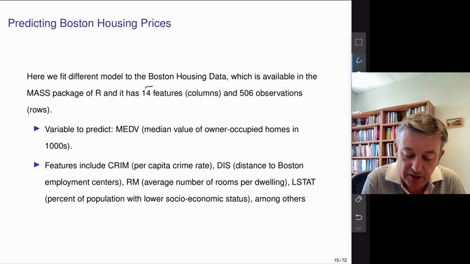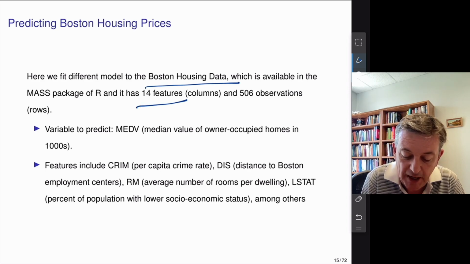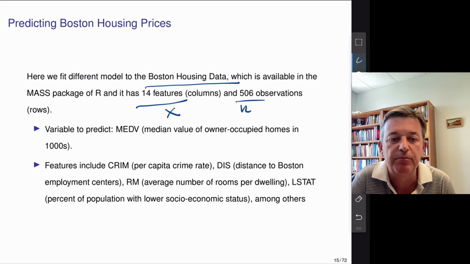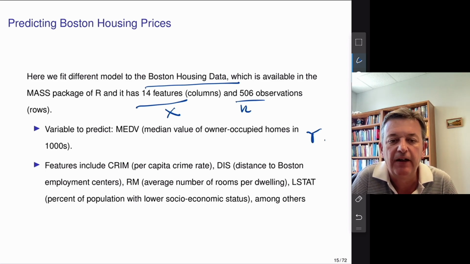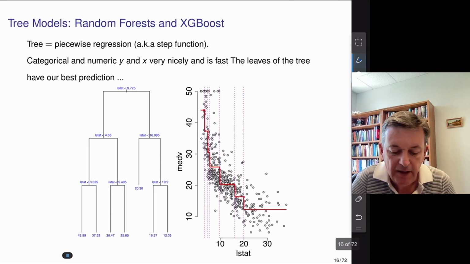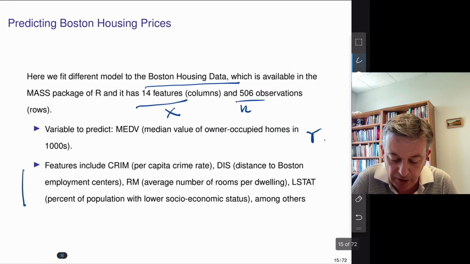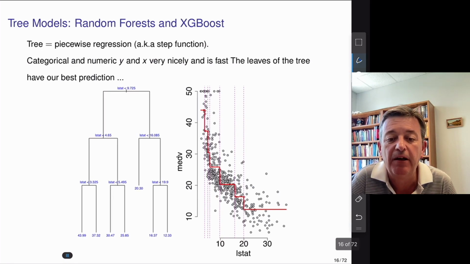So in the machine learning database, there's a very famous data set called the Boston housing data. It's got 14 X variables, and it's got N equals 506 observations on house prices. And you want to predict the median value of house prices. And there's a bunch of X variables to do that sitting in there. Let me just take one variable, the LSTAT variable, the percentage of population with lower socioeconomic income, and see if that has an effect.